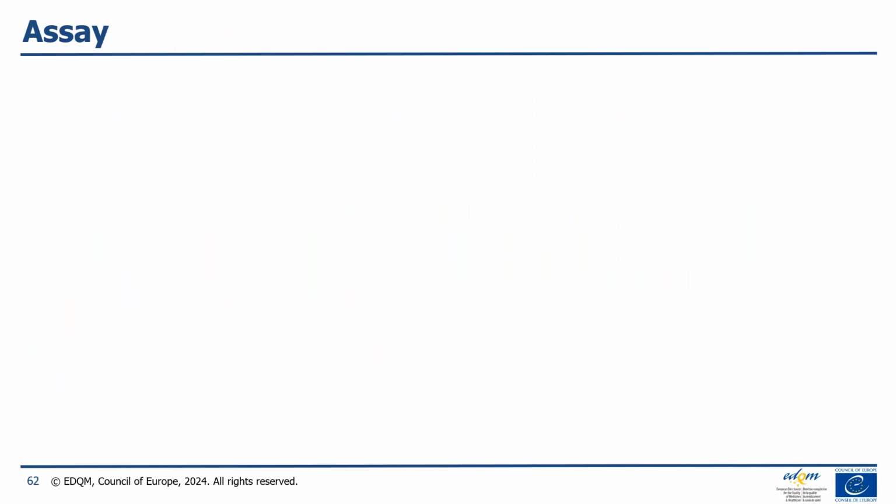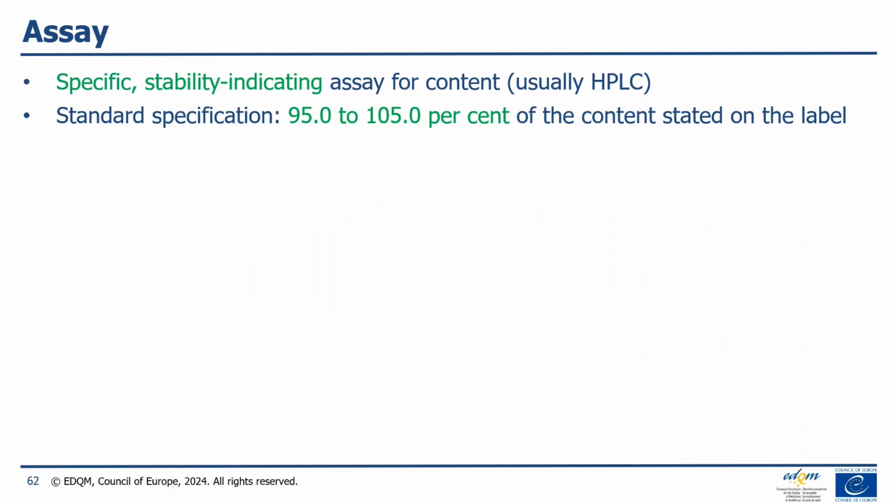The part on the assay: medicinal product monographs must include a specific and stability-indicating assay to determine the content. Usually this is the LC procedure, and whenever possible, the same procedure as that described for the related substances is given. And the standard specification includes 95.0 to 105.0% of the content stated on the label.